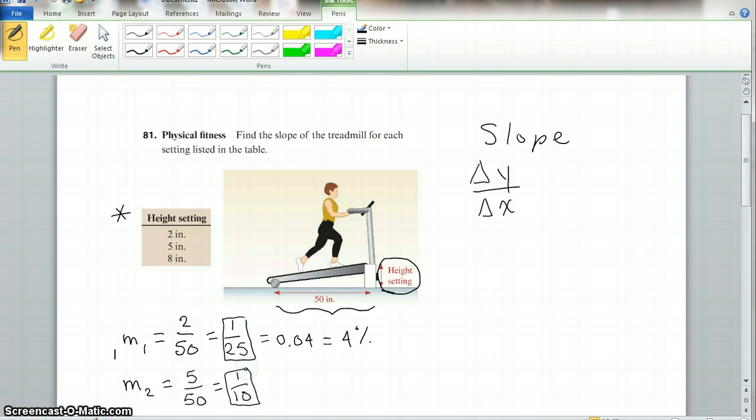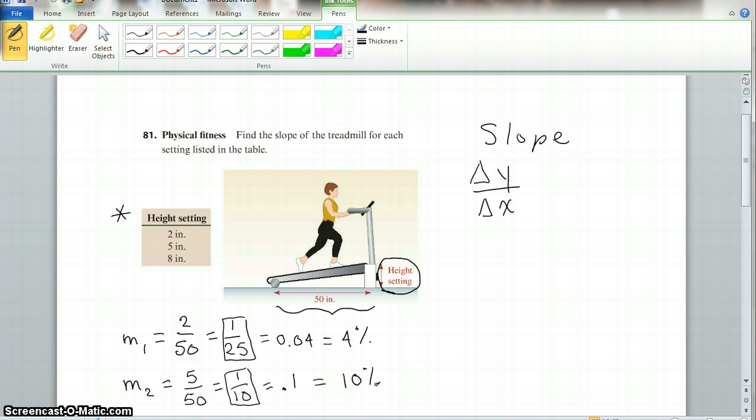And normally you're going to leave your slope just like that. But again, if you went a little further, that is 0.1. 1/10 is 0.1. And that's the same as 10%. Alright, a 10% grade is a little steeper, a little more steep.